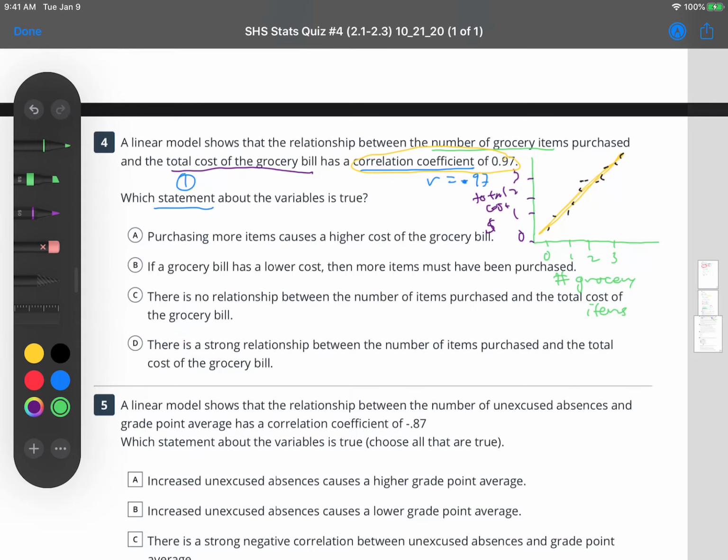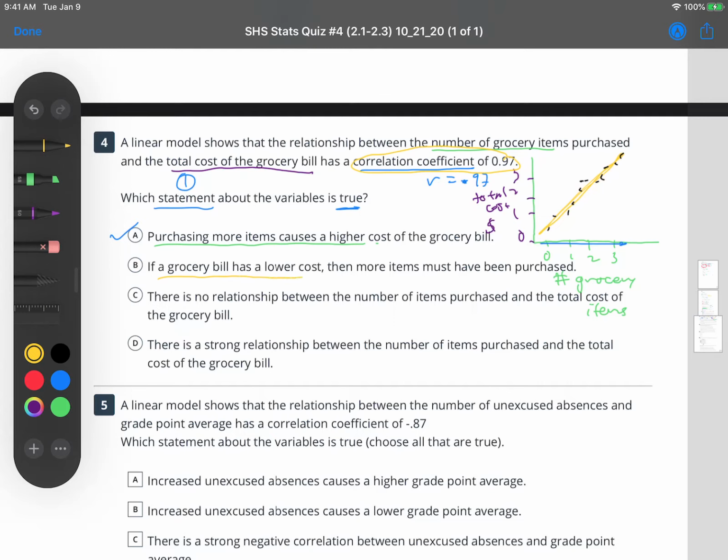Okay, now with this visual, let's see if we can answer these questions. Purchasing more items. So as I go towards the right, let's get a different color here. Purchasing more items. So that's the x-axis. So as I go up, what's happening as I go in this direction? Does my total cost go up? Yes, it does. That is a true statement. I'm trying to look for trues here. Wait, let me get rid of those blue lines first. True statement. Okay, let's try another one.